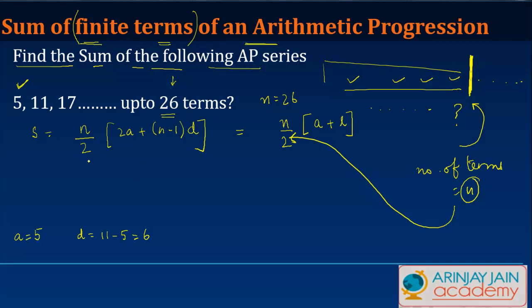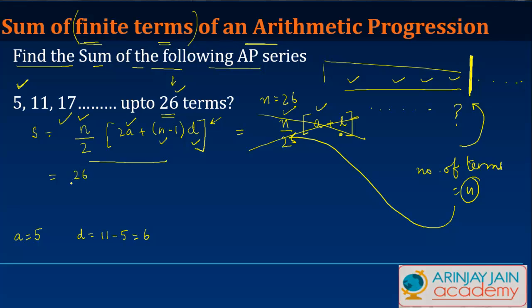Now if I see this particular formula, I know what my n is. It's 26. I know the value of a, I know the value of n, I know the value of d. In this case, if I see, I know the value of n and a, but I don't know the value of l. And definitely calculating the value of l is a tedious task as compared to calculating the value of d. Therefore, I'm going to discard this particular formula in this case and use this one.